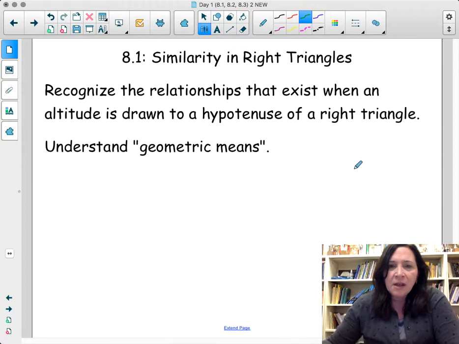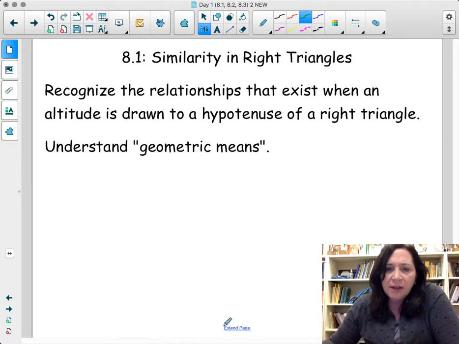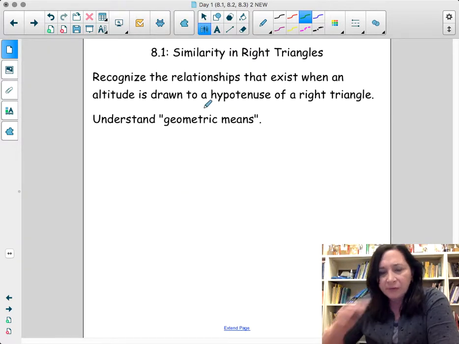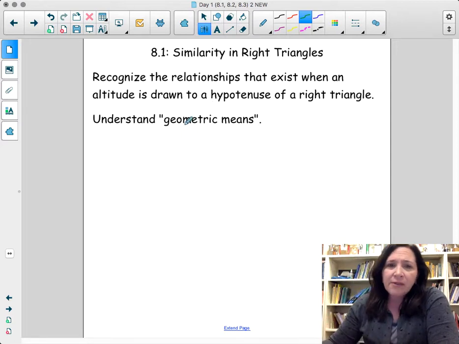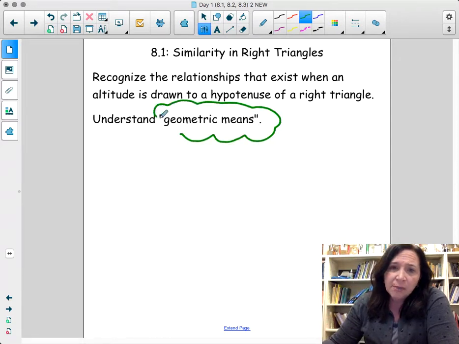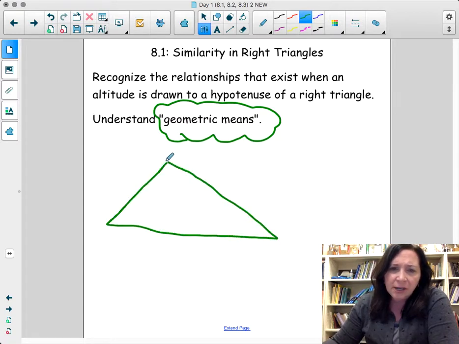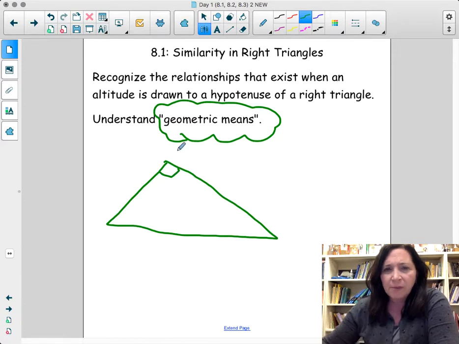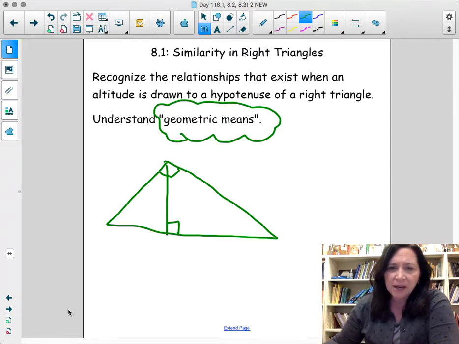Okay, so what we're going to start talking about for this chapter for right triangles, after we did our review, is a big part of this called geometric means. Okay, and a geometric mean is a proportion because what you're going to get is a right triangle. We're talking about a right triangle, and let's say we have another, that's my altitude, which comes down perpendicular.